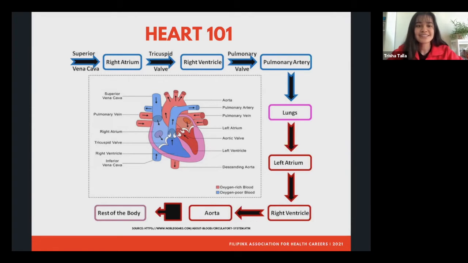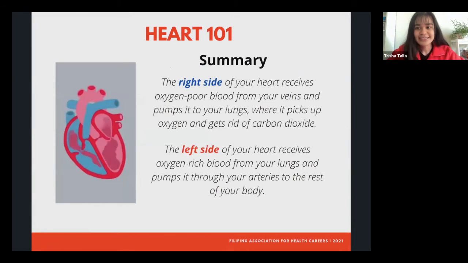Next slide, please. Just to quickly summarize what I've said, I know there were a lot of terms. The right side of your heart receives oxygen poor blood from your veins and pumps it into your lungs, where it picks up oxygen and gets rid of carbon dioxide. Then the left side of your heart receives the oxygen rich blood from your lungs and pumps it through your arteries to the rest of your body.